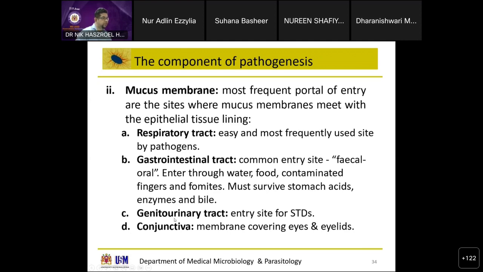And then there is also the genitourinary tract. It can be a portal of entry for sexually transmitted diseases like gonorrhea and syphilis. They can gain entry into the host through the genitourinary tract. And then there is also the conjunctiva, the membrane covering the eye and eyelids. It can become a portal of entry, like Neisseria gonorrhoeae, which can cause ophthalmia neonatorum.